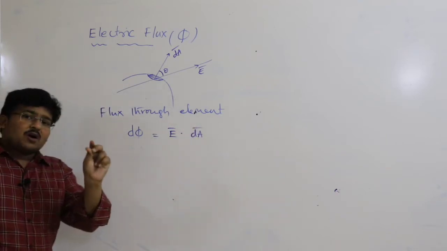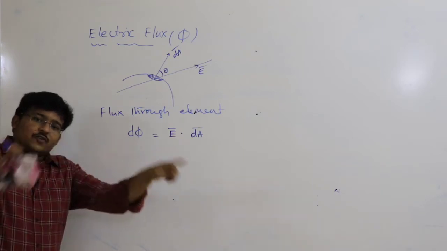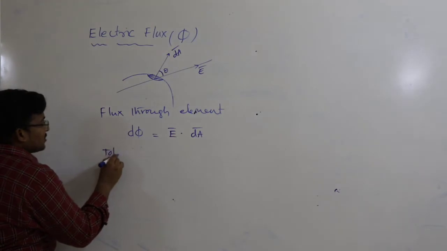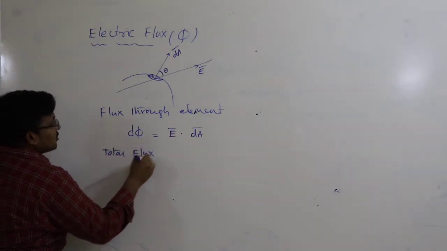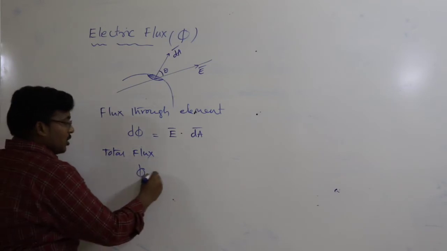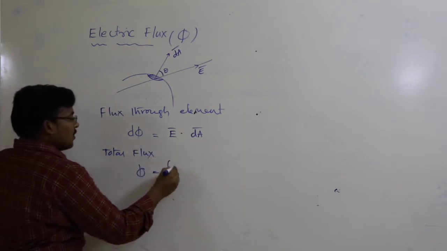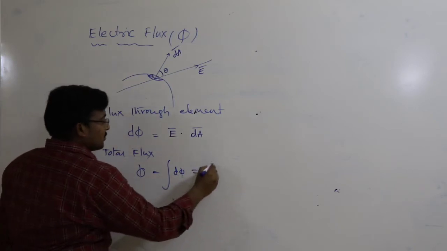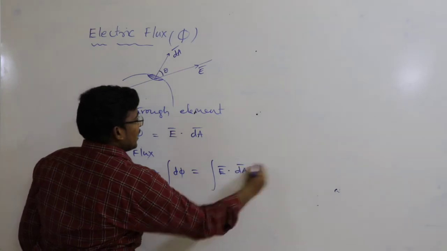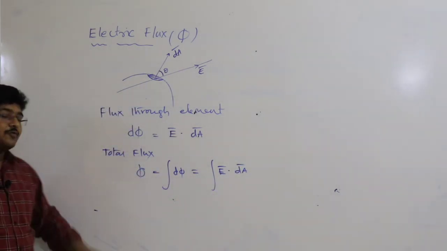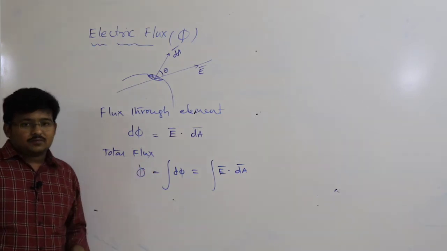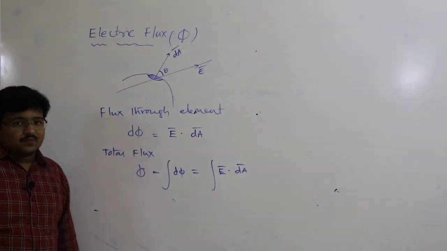So as we got the small flux linked with, now if you want for the entire object, then we need to integrate. So the total flux, which can be obtained by doing integration of d phi, is nothing but integration of E bar dot dA bar. So this is the formula to find the electric flux for some distributions where a small element is taken.